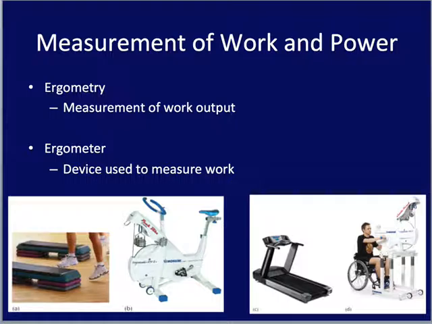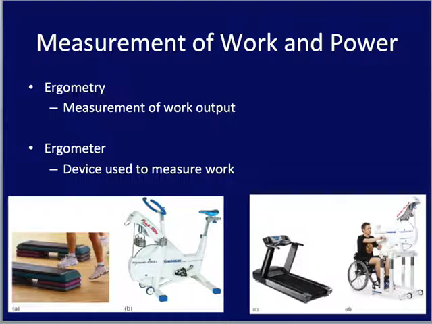So, looking at work and power in terms of how we measure it and how we determine how much energy someone is producing and how much work they're putting forth and power output, we have certain devices that we can look at: an ergometer, and we can measure it by ergometry then. So an ergometer is just a device used to measure work, right? And then ergometry is measurement of work output.